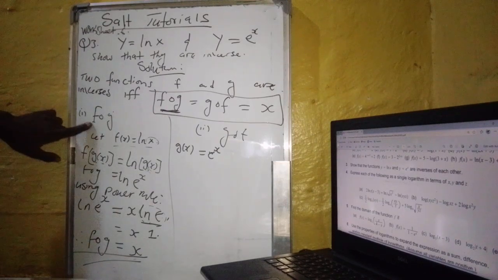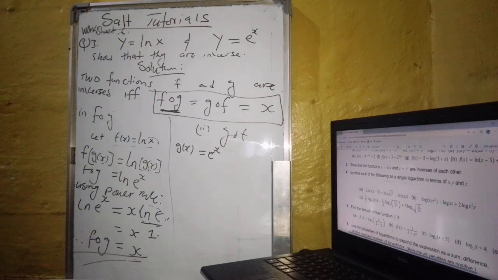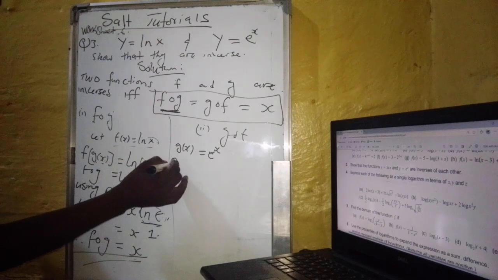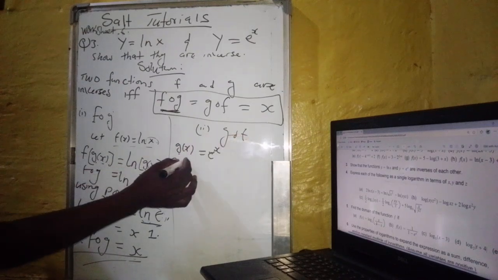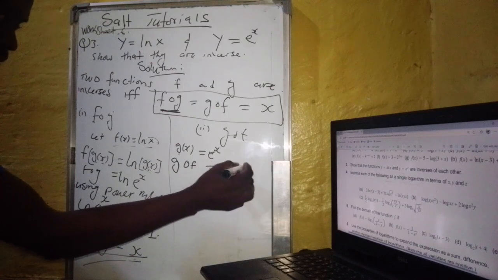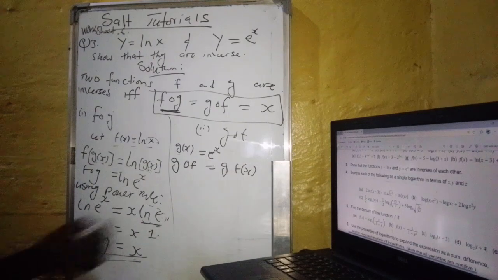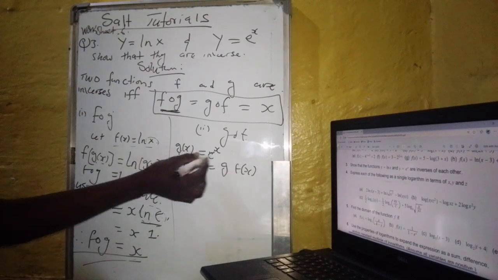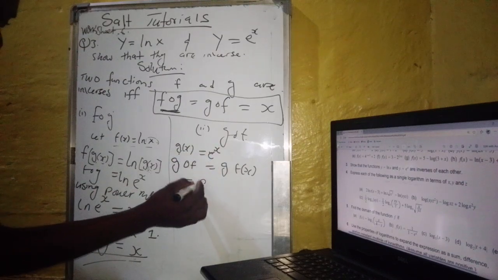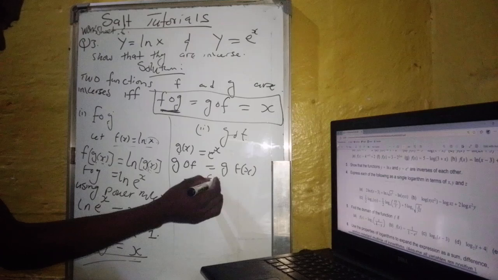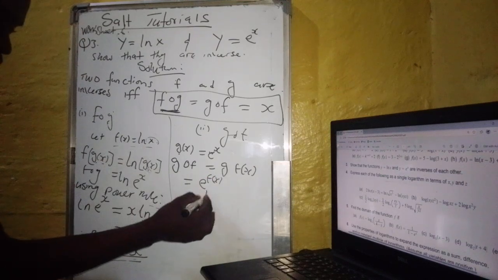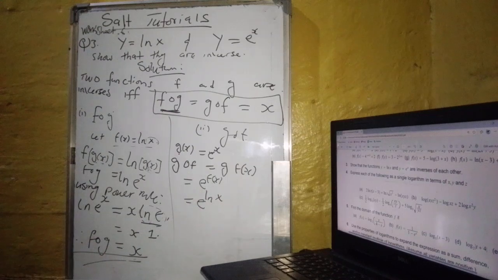So f of g is equal to x. What about g of f? So g of f means that in the function g, replace x with f of x. Everywhere there is x, we replace f of x. So it will be e power f of x. This means that it will be e to the power natural log of x.